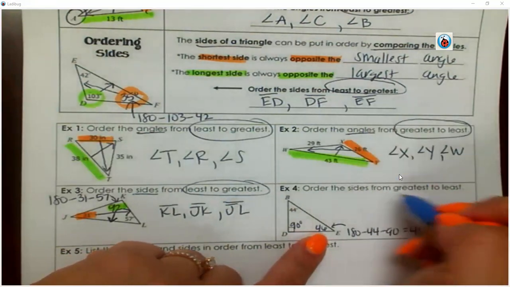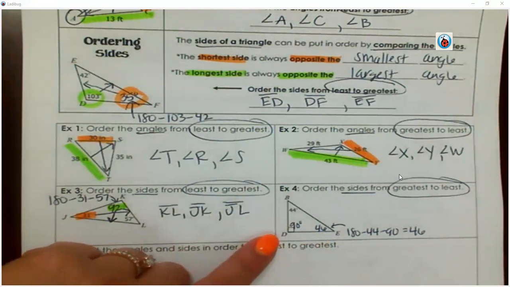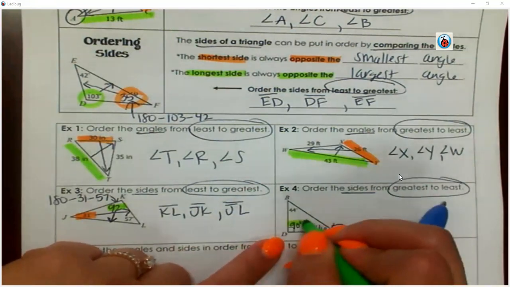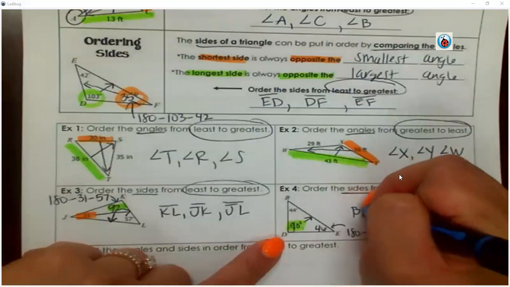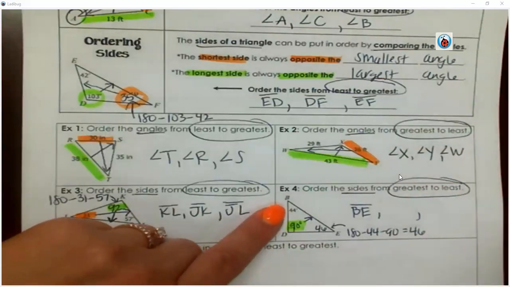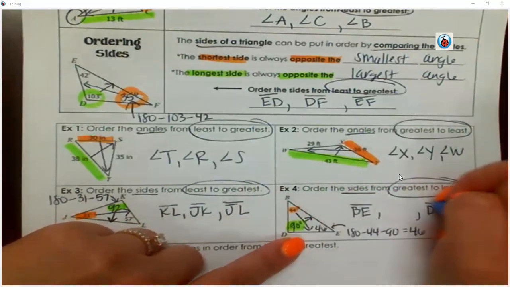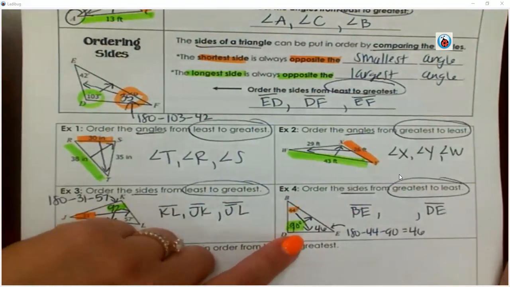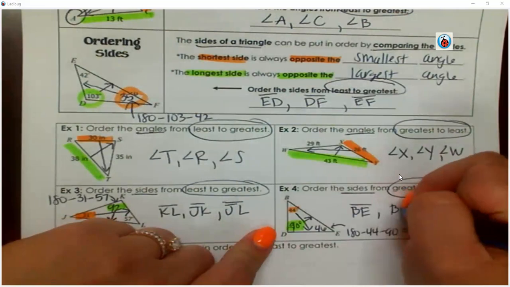So now for these, I'm going to order the sides from greatest to least. So that means I'm going to start with the biggest angle first. So here is the biggest angle here. So the side opposite would be BE. Then I'm going to find the smallest angle, which in this case is this one here, which the side opposite would be DE or ED. So then the only one that I have not used is this side, which would be BD.